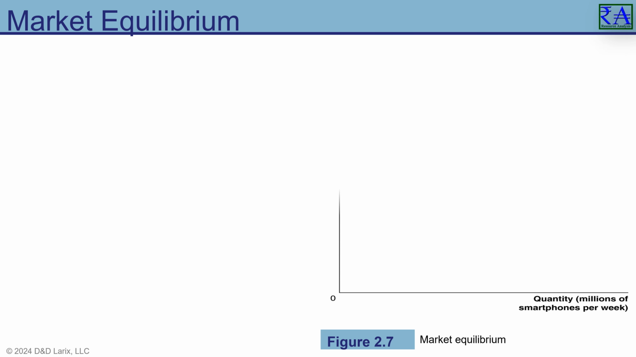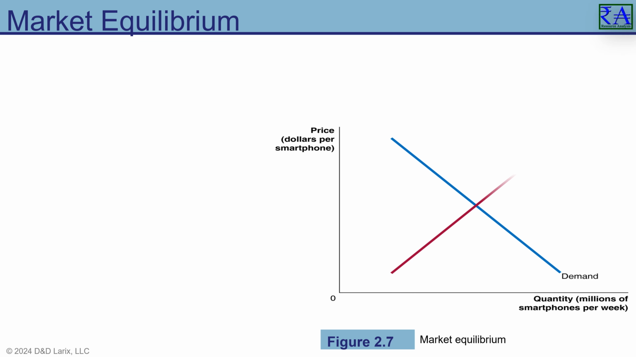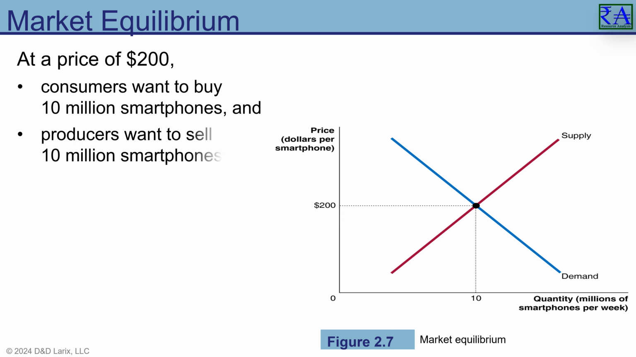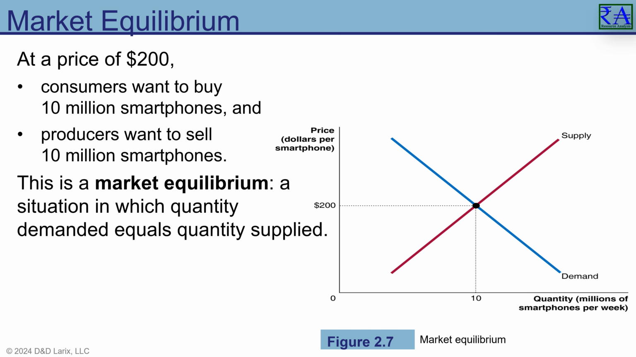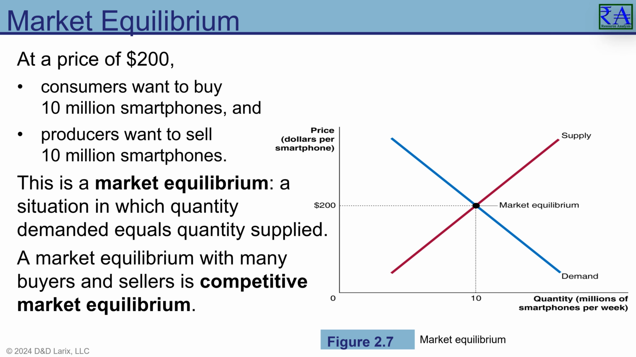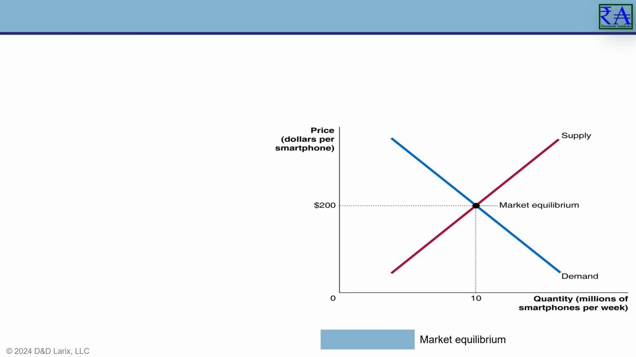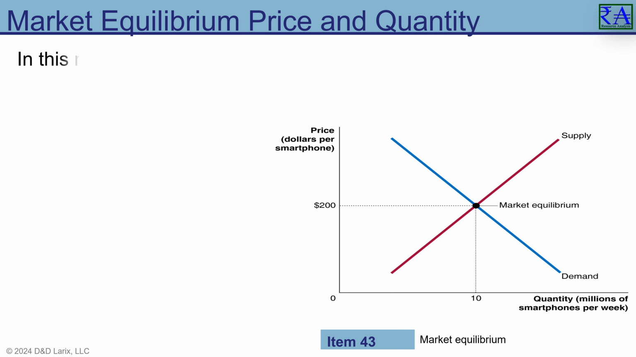The purpose of markets is to bring buyers and sellers together. The interaction of buyers and sellers in markets results in firms producing goods and services most desired by consumers. Market equilibrium is the situation in which quantity demanded equals quantity supplied. A competitive market equilibrium is a market equilibrium with many buyers and many sellers.